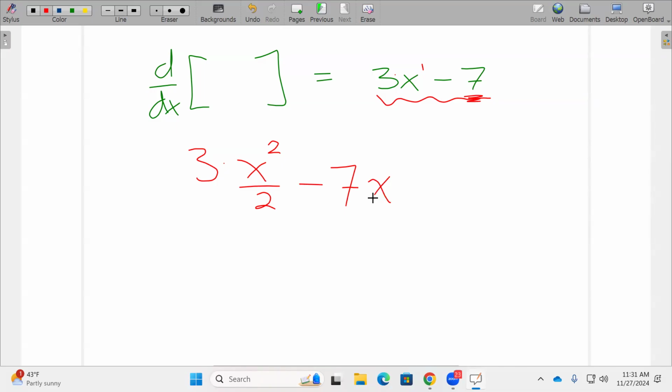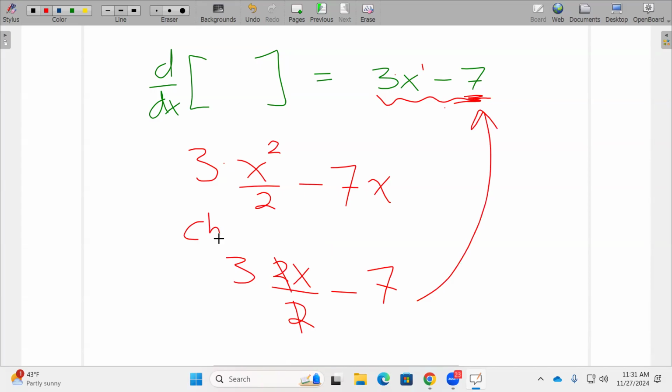What's the derivative of negative 7x? It's negative 7. What's the derivative of 3x squared over 2? Well, that would be 3 times x times 2 over 2. Yeah, and that derivative is just 7. The 2's cancel, and I have back what I started. So that's my check.